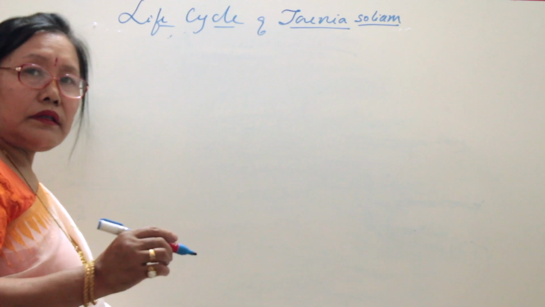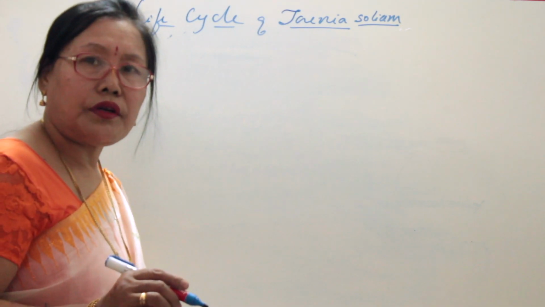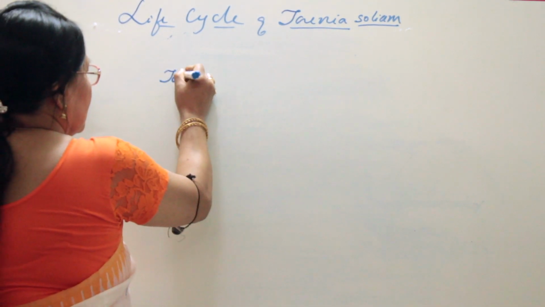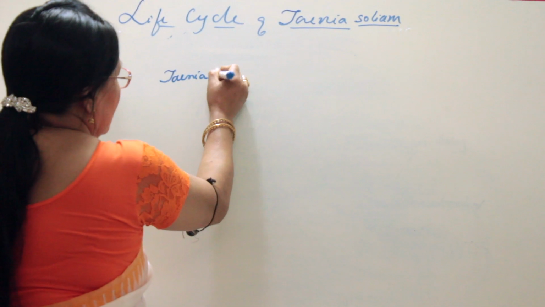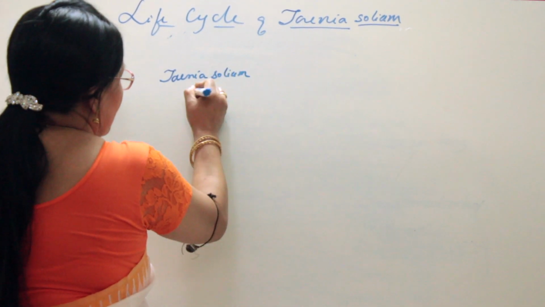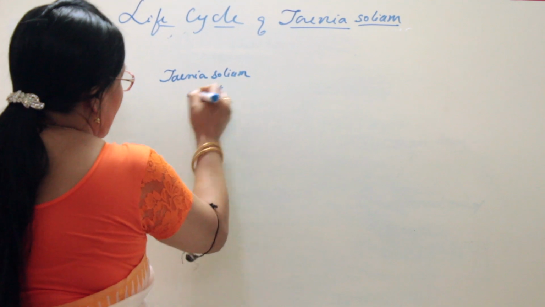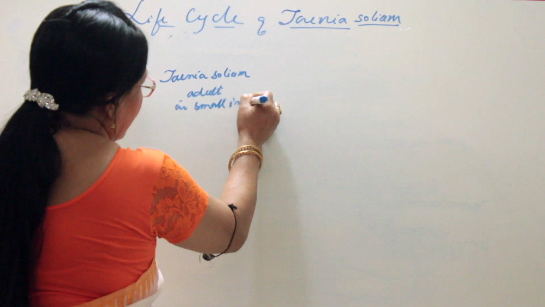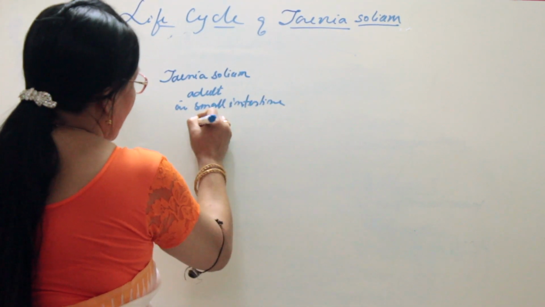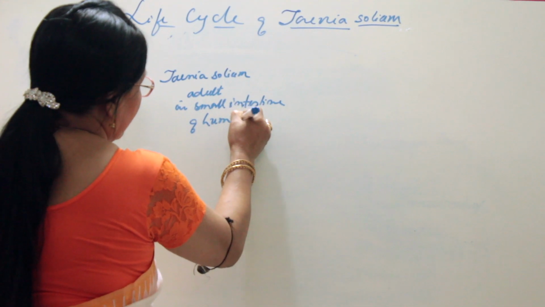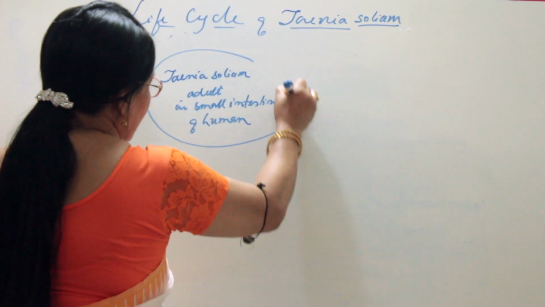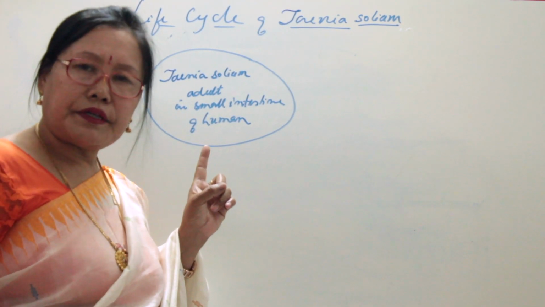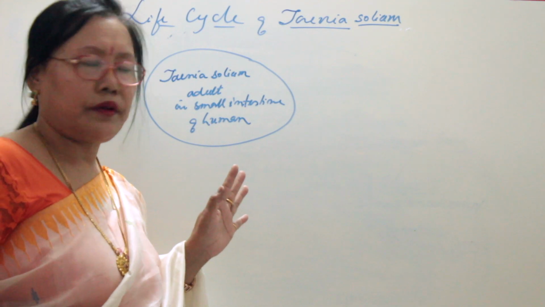So, the adult Taenia solium are usually present in the small intestine of human beings. Taenia solium adult in small intestine of human. Taenia solium is usually inhabited in the small intestine of human.